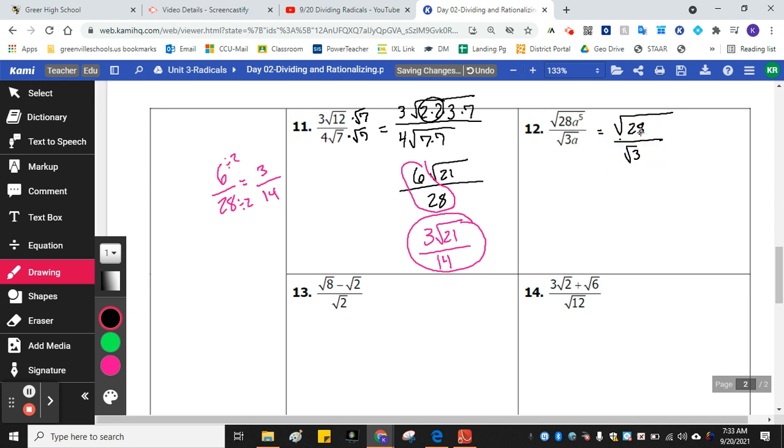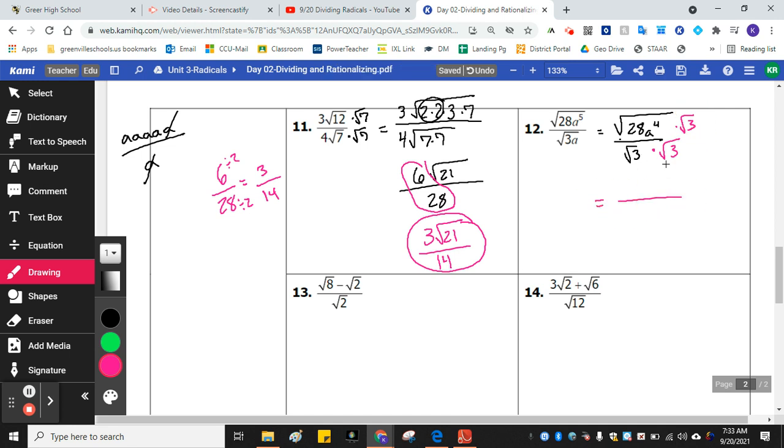5 A's on top, 1 on bottom. We'll leave 4 on top when I cancel them out. What I mean by that, if I have 5 A's on top and 1 A on bottom, 1 on top and 1 on bottom cancel out, I have 4 left on top. But we still have to rationalize, so we have to multiply the top and the bottom by the square root of 3. Can't leave a radical in the denominator.